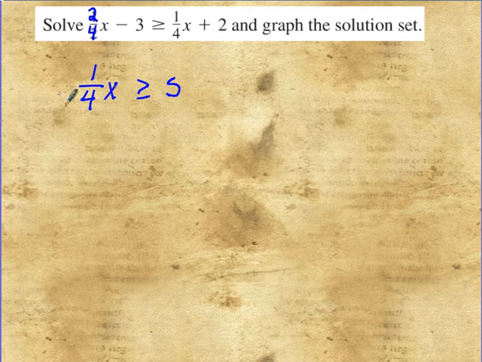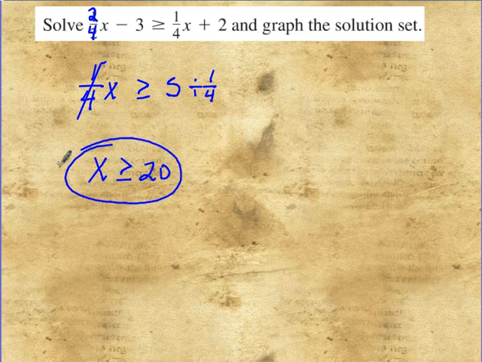Since 1/4 is being multiplied times x, let's divide by 1/4. I'm just showing an extra step here. We've got to divide by 1/4. To divide by fractions, we flip and multiply. That'll be 5 times 4, which is 20. So we were right there. X is greater than or equal to 20.